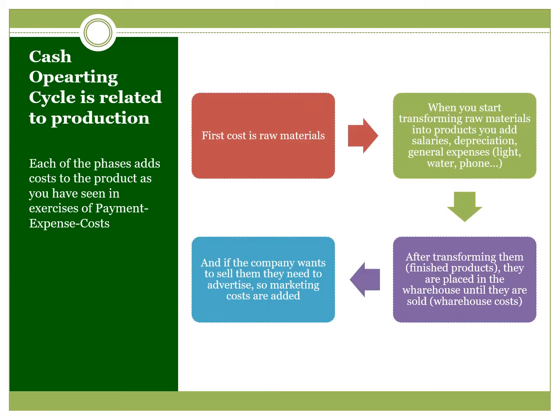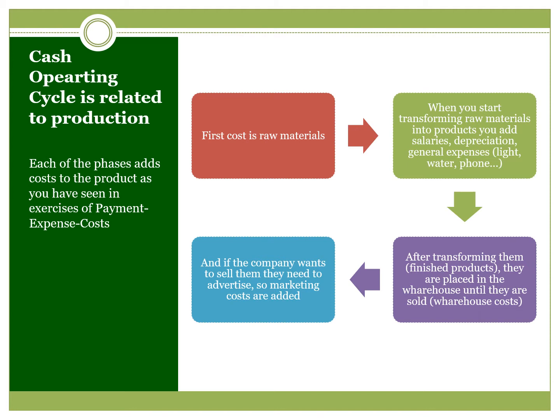The cash operating cycle is related to the production department. And if you remember the exercise in which we were doing the table of the payments, expenses, and cost, this is super close to the cost column. So think about that column while I explain the whole cycle again. The first thing we usually put in that table are raw materials. So this is going to be the first cost.